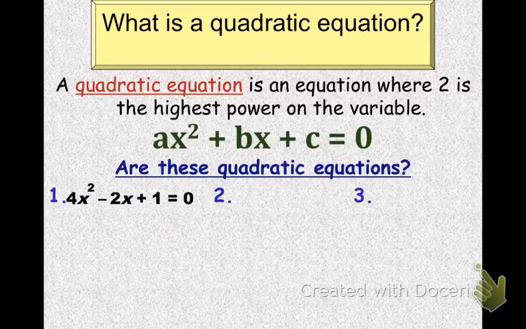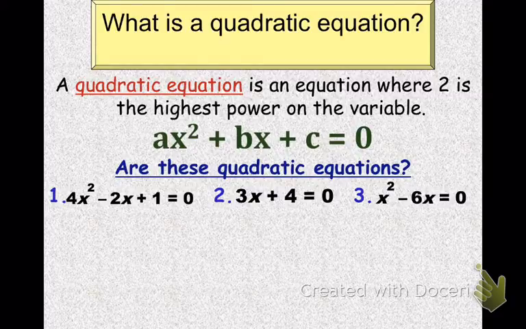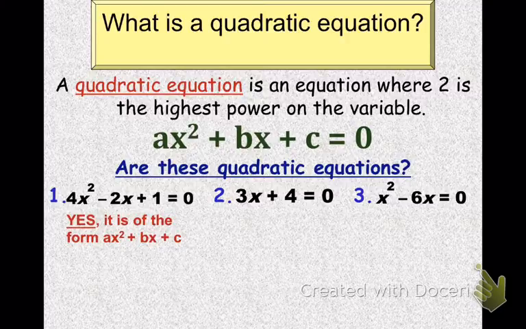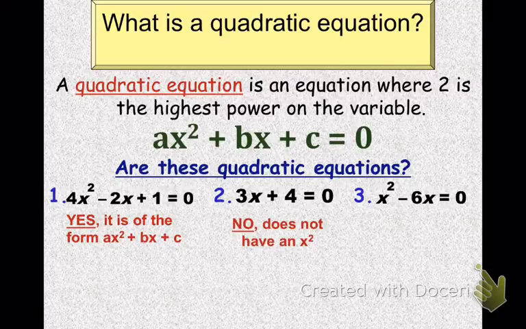Let's look at 3 quick examples. Answer just to yourself, is this a quadratic equation, yes or no? For number 1, if you answered yes, you are correct. What about number 2? Is that a quadratic equation, yes or no? If you answered no, you are correct as well. It's missing the x to the power of 2. Last one, is that a quadratic equation, yes or no? If you answered yes, you're also correct.